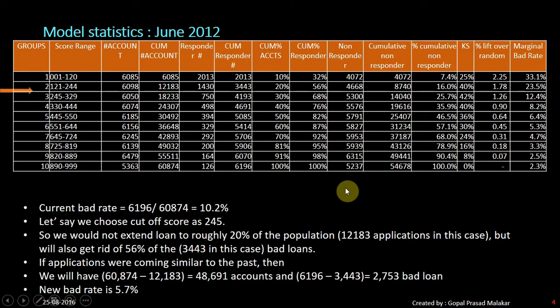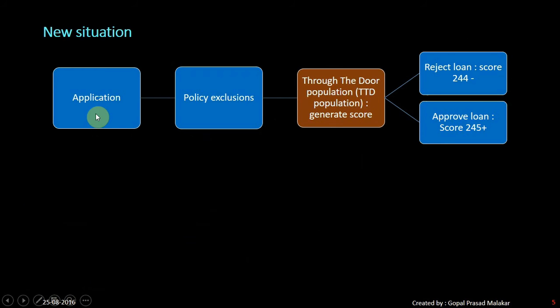So now you decided to apply this model to the population. How will things change after the model? Earlier, with the application, you were applying policy exclusion and everybody was eligible for the loan. But now what is happening? You have the application, policy exclusion. This is the through the door population where you need to apply a score. In our case, we'll call it the TTD population, through the door population, because here you'll be applying a score. You'll reject the loan if the score is less than 244. You'll approve the loan if it is 245 plus.